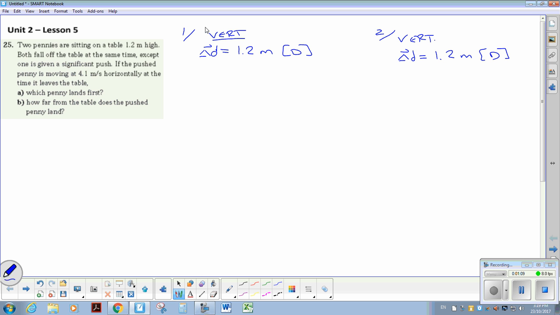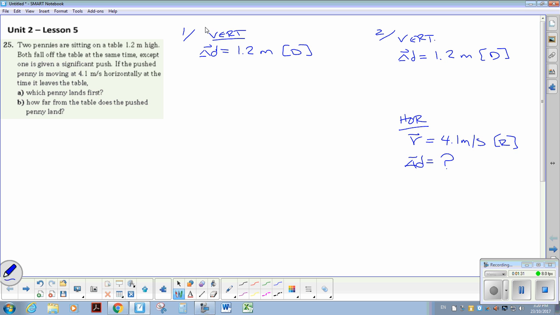All right, the next one: both fall off the table at the same time. One is given a push. So let's say penny 2 has a horizontal component. Its horizontal velocity is 4.1 meters per second to the right. And we want to know delta D; that is the unknown for penny 2.